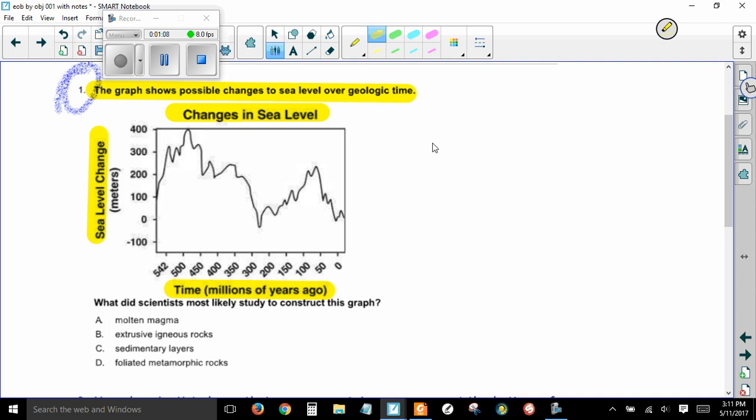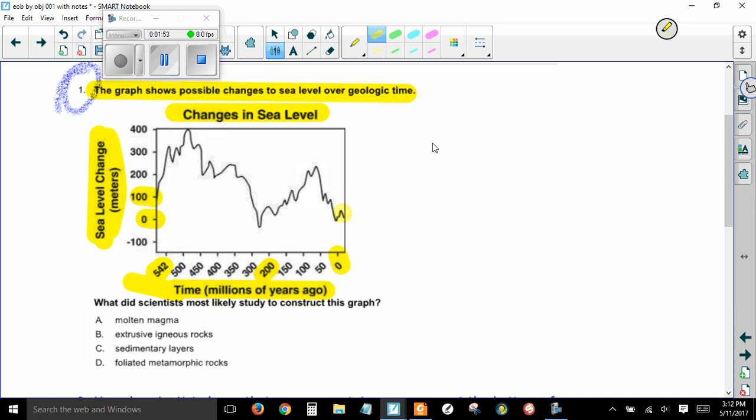So when we read this, we see that it's changes in sea level. We have millions of years over here, and over here we have the sea level in meters. So we see that 542 million years ago, it was about 100 meters above sea level being 0. And let's see here, 200 million years ago, it was about like the current sea level. And then 0 years ago, that would be the present, and it's somewhere between 0 and 100. There's not a lot of detail to tell us.